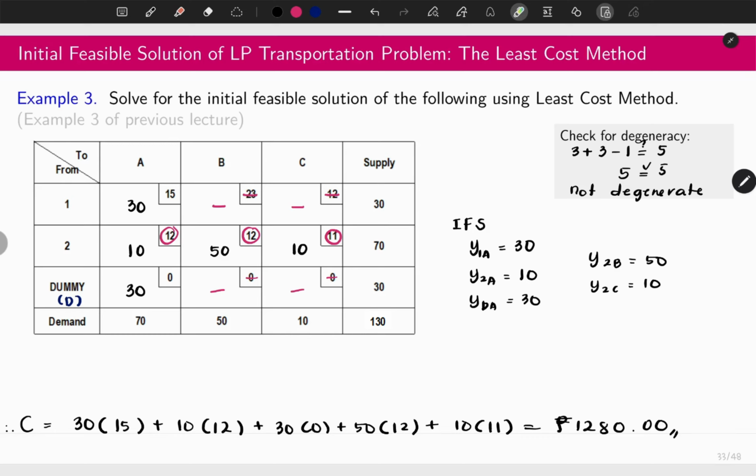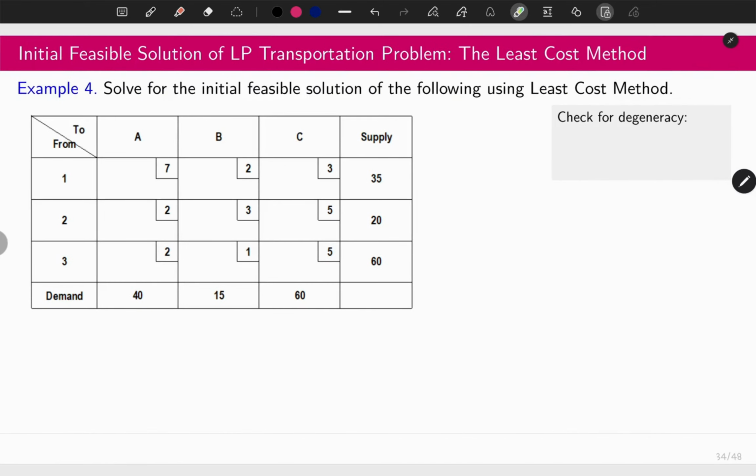Let's have example 4. Take note that this example 4 was degenerate for the northwest corner. However, here, let us check if this is degenerate. Least cost method again. The least cost is 1 peso. Okay, let us allocate 15 here to meet this demand against the 60 capacity. Okay, so let's cross this out.